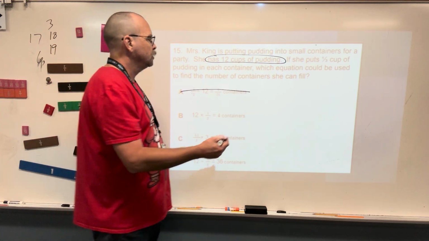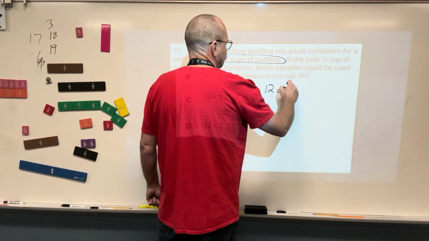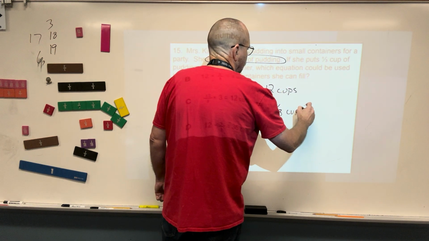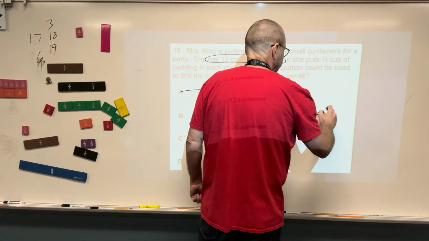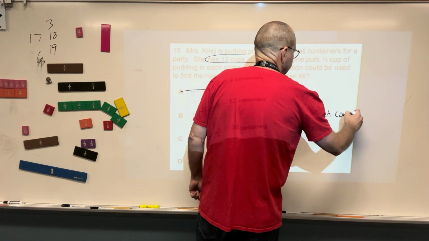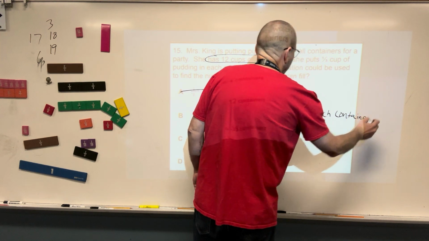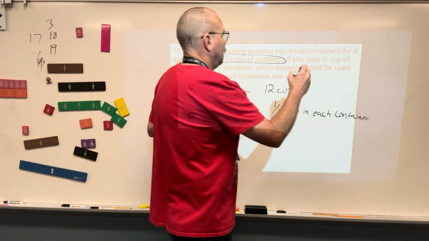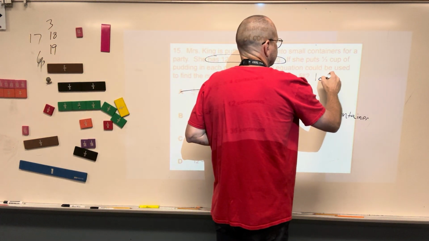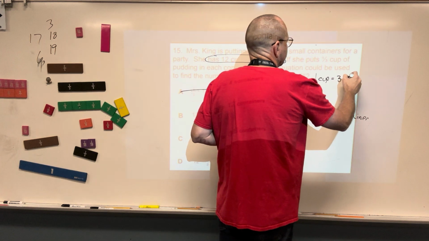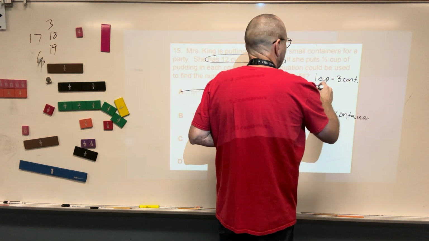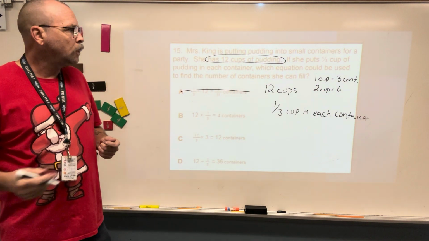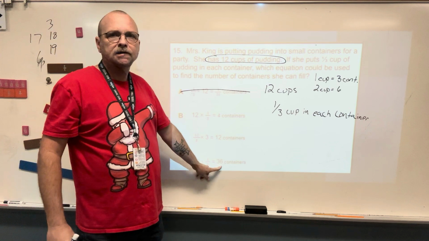If we use a little logic, we have 12 cups, 1/3 of a cup in each container. So if we have 1 cup, it's going to equal 3 containers. 2 cups equals 6 containers. So if we go on that pattern, we're going to end up where it's 36 containers.